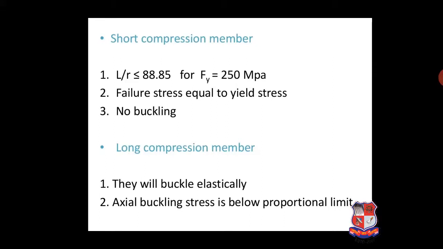So we use long compression members. What is a long compression member? Actually the buckling stress is below the proportional limit and they will buckle elastically, and Euler's formula gives the strength of a long column. So Euler's formula is used to find the design of a long compression member. If we find the design of a short compression member, then we can use Rankine's formula. But it's not practically possible to use short compression members, so in our field, we use long compression members.